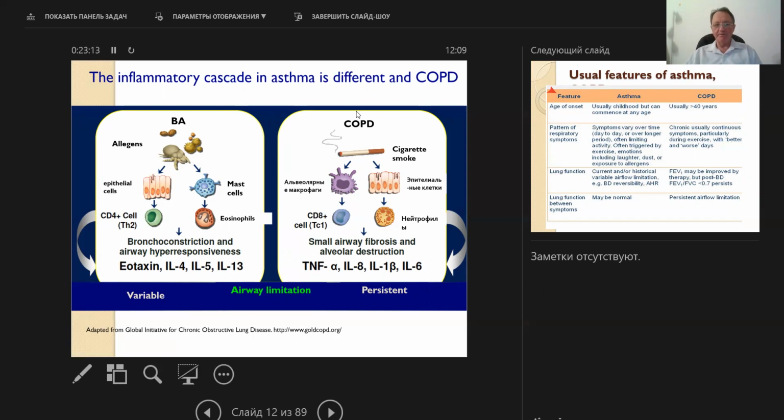Comparing with patient with COPD, the main inflammatory cells are neutrophils and cytotoxic cells, CD8 plus cells, which often lead to cellular inflammation like Th1 inflammation, which produces cytokines like tumor necrosis factor alpha, IL-8, IL-1 beta, IL-6, leading to persistent inflammation.